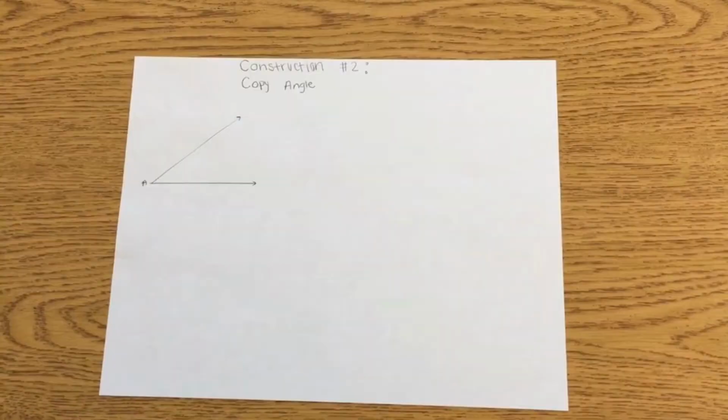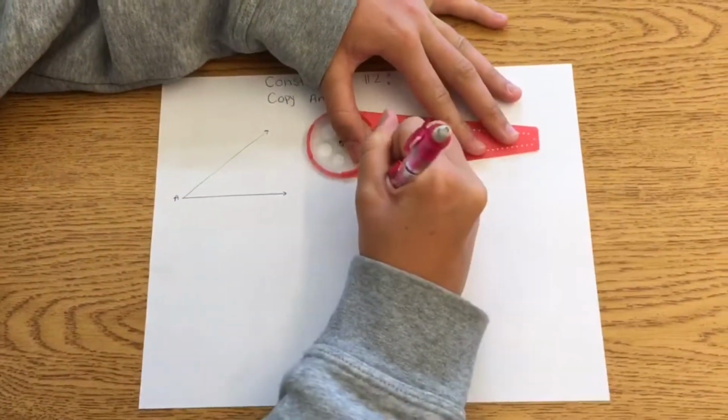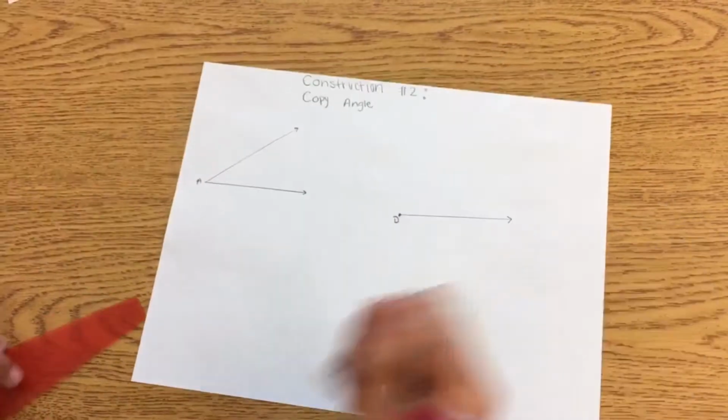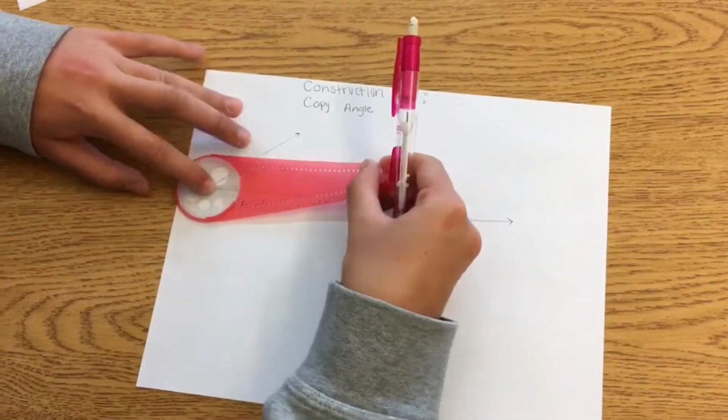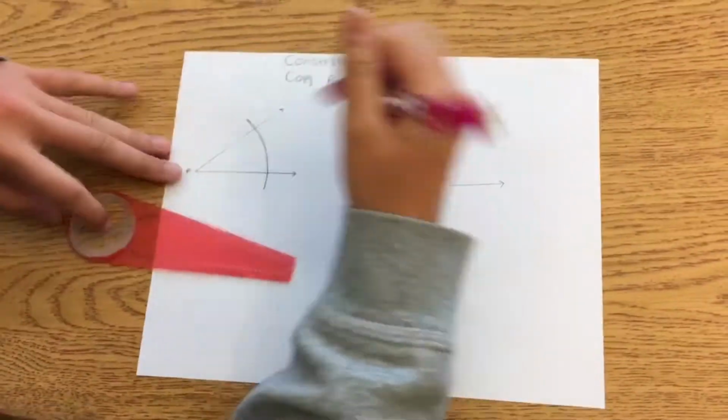Construction number 2, copy angle. Step number 1, first you draw a ray and label the endpoint D. Step 2, next you put the compass on point A and make an arc and label the points B and C.